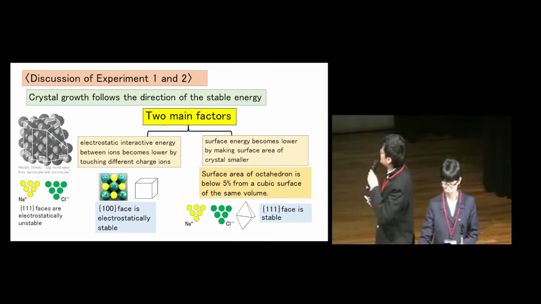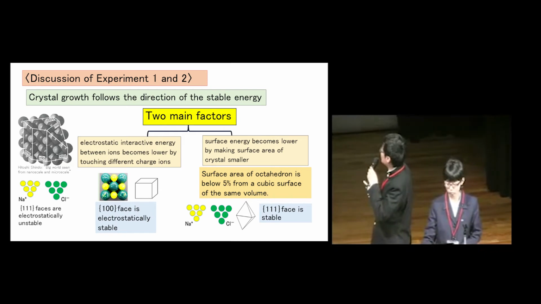This is a discussion. Crystal growth follows the direction of stable energy. We thought there are 2 main factors. First, electrostatic interaction energy between ions becomes lower by touching ions of different charge. So the 100 phase is electrostatically stable, and 111 phases are unstable. Second, surface energy becomes lower by making the surface area of the crystal smaller. We know that the surface area of an octahedron is about 5% smaller than that of a cube of the same volume. So the 111 phase is stable.